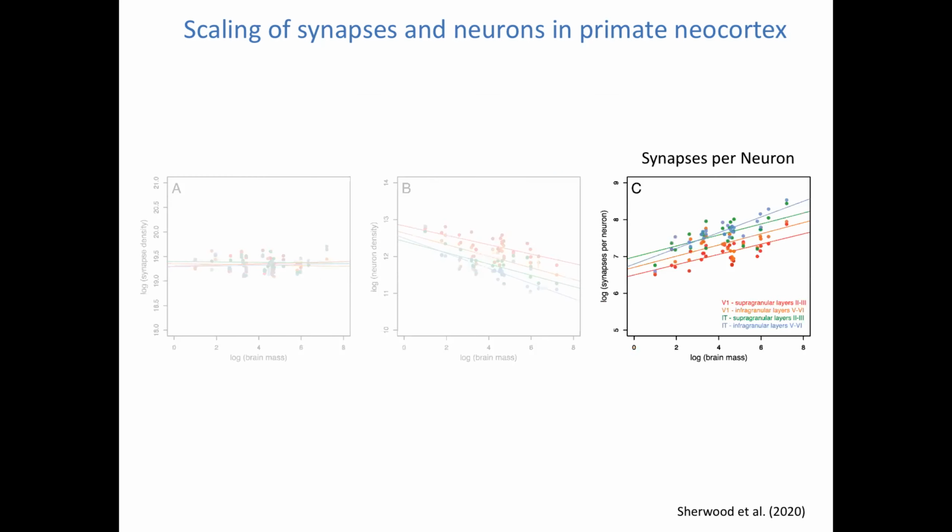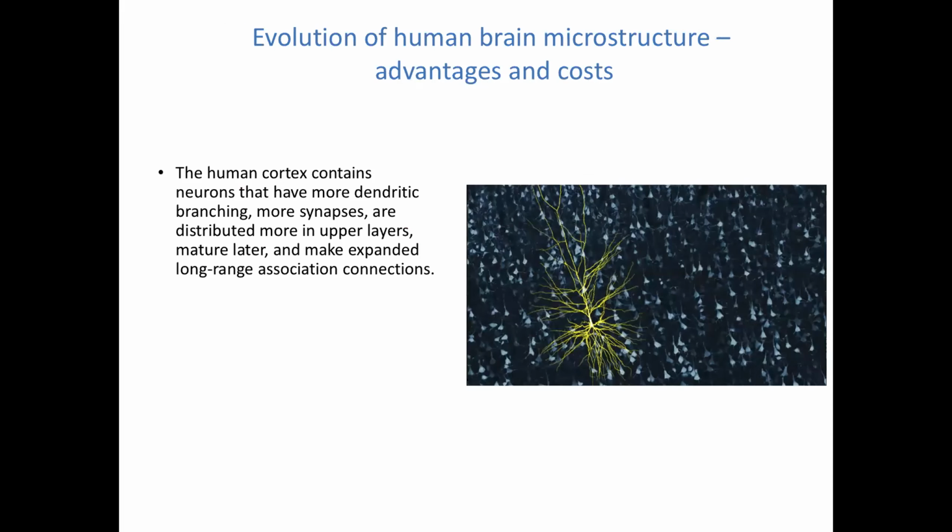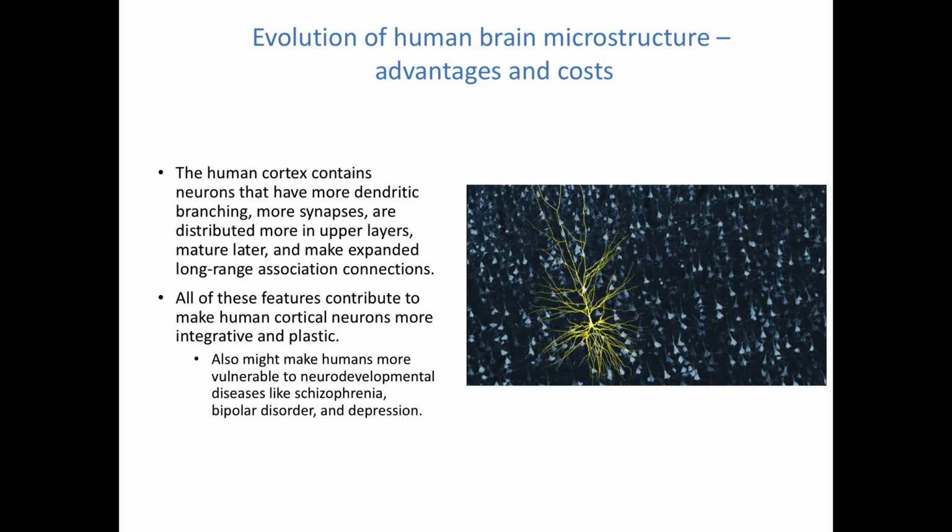So then moving on, the synapse per neuron ratio as it relates to brain size. And here you have a steady increase with brain size, which is significant, and humans have the highest values with the greatest number of synapses per neuron. So this sort of data, which takes a much broader comparative perspective, together with other studies, shows that the human cortex contains neurons that have more dendritic branching, relatively more synapses, are distributed more in upper layers, mature later, and make expanded long-range association connections. And all these features contribute to making human cortical neurons perhaps more integrative and giving them a greater capacity for plasticity.